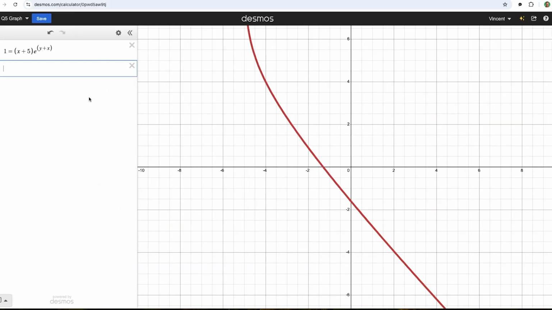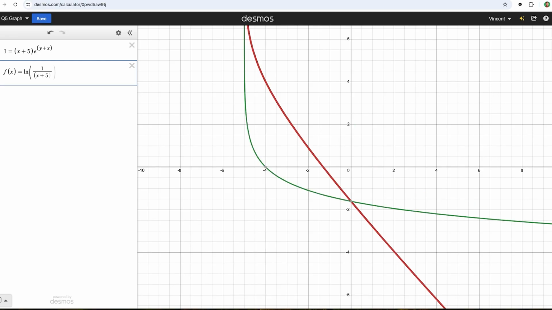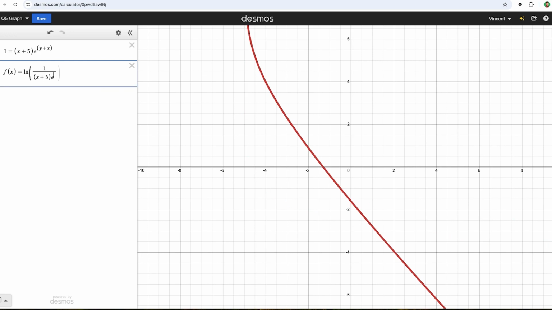So one more thing before we end. We have a graph of the equation from question 5. And I'm going to graph f of x equals, and I'm going to write in our solution. We had natural log, and then we had 1 over, and in the denominator, we had x plus 5 in parentheses being multiplied by e to the x power. And notice when I type this in that we get the exact same graph as the original equation from question 5. So our solution checks out. We could say yes, that we can express y as a function of x.